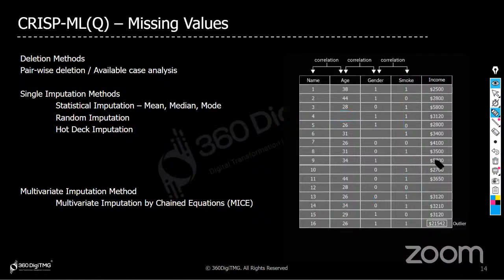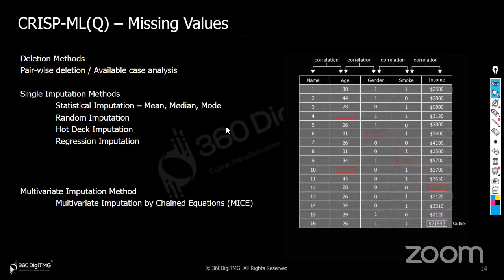These are the most used imputation techniques. There are others also present: regression imputation, KNN, iteration, and multivariate imputation by chained equations. These are all used in predictive models. So this is about missing values.